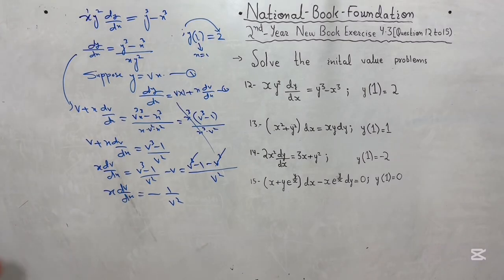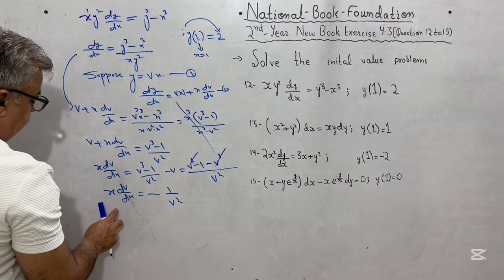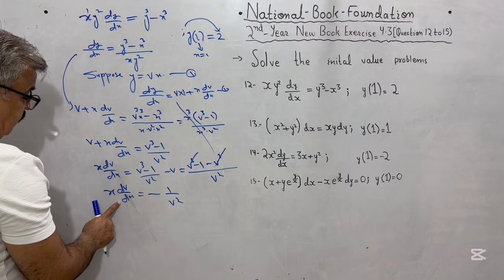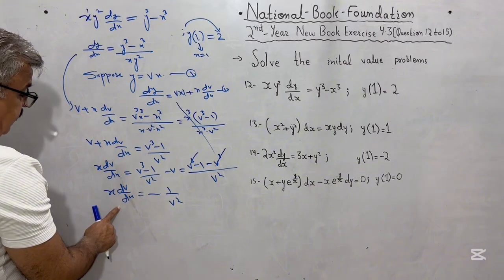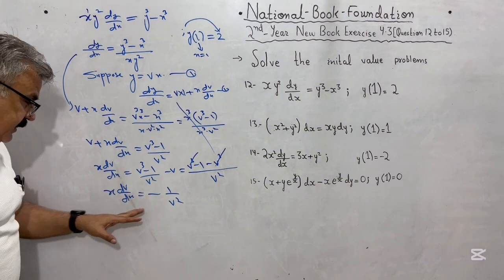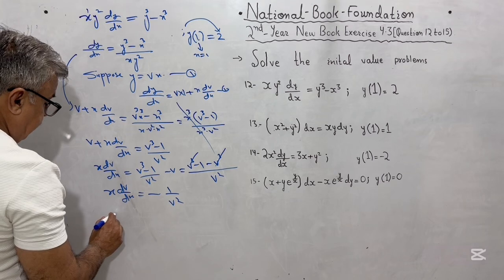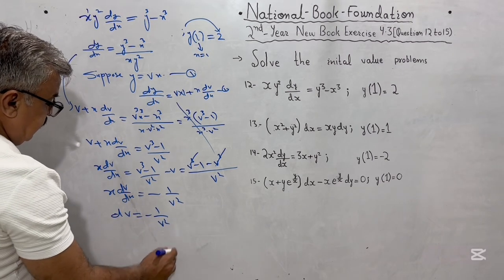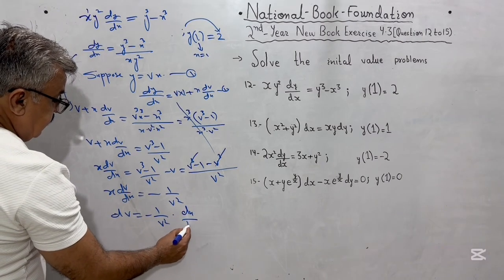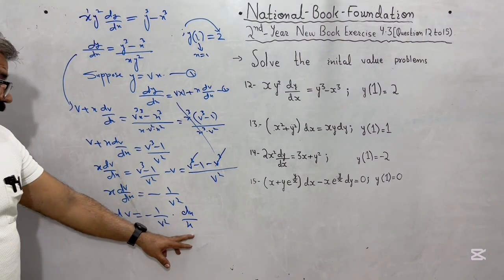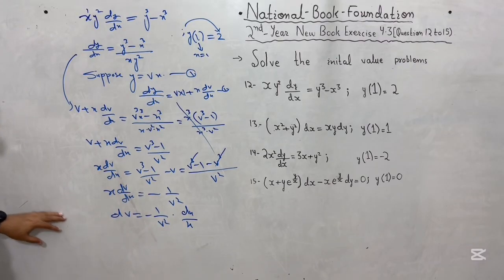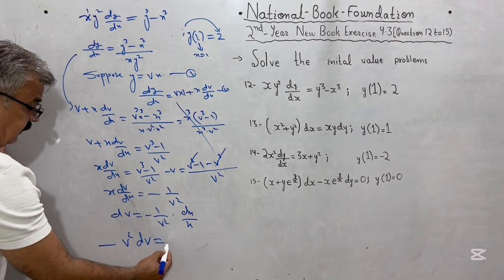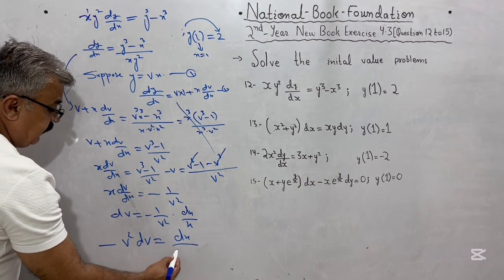Now it is a separable differential equation. We need neither dy nor dx in the denominator; we need both of them in the numerator. dv is already in the numerator. Shift dx towards the right hand side. Mathematically, we are going to have minus 1 over v square times dx over x. With dx, the x term suits. With dv, we shift v square here. It will become negative v square dv equals dx over x.